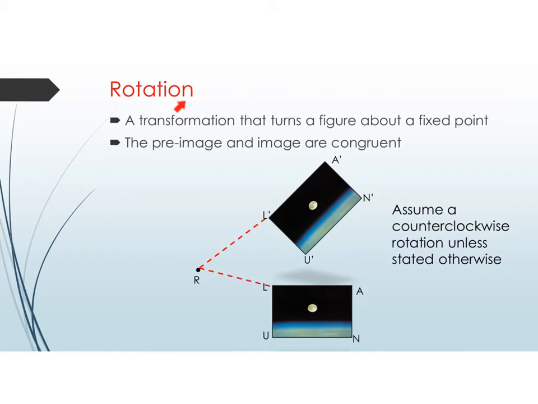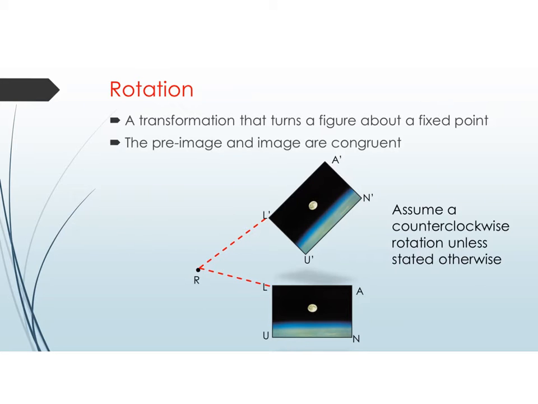So a rotation is a transformation that turns a figure about a fixed point. The preimage and image are again congruent. So here's my point R, my point of rotation, and I'm going to warn you right now that I can put that point anywhere I want. I can make it one of the actual points of the shape itself. I can make it something inside of it, whatever I want.